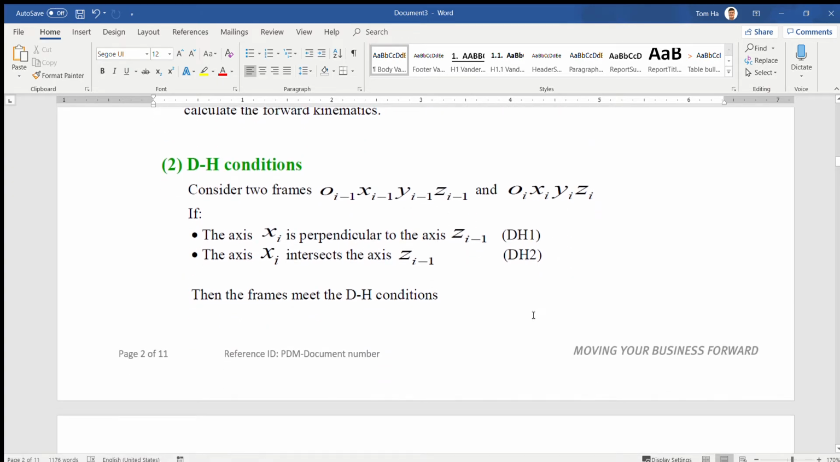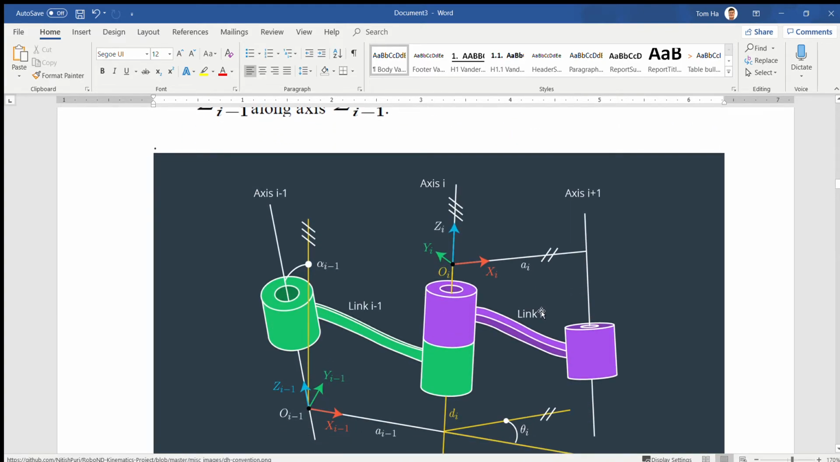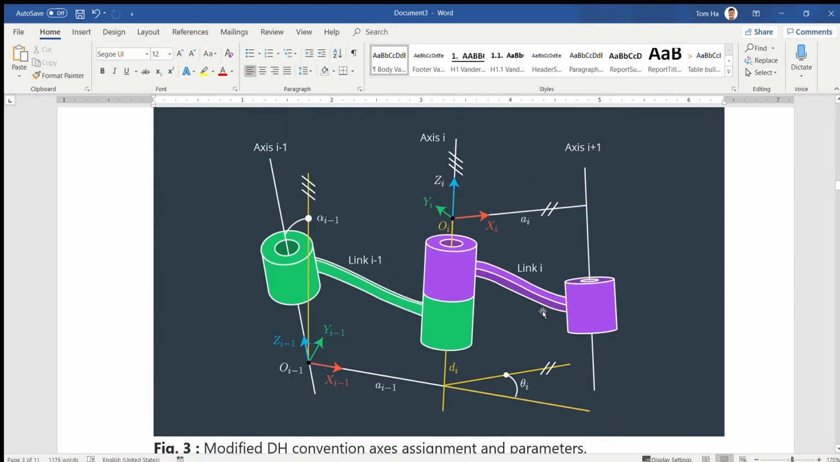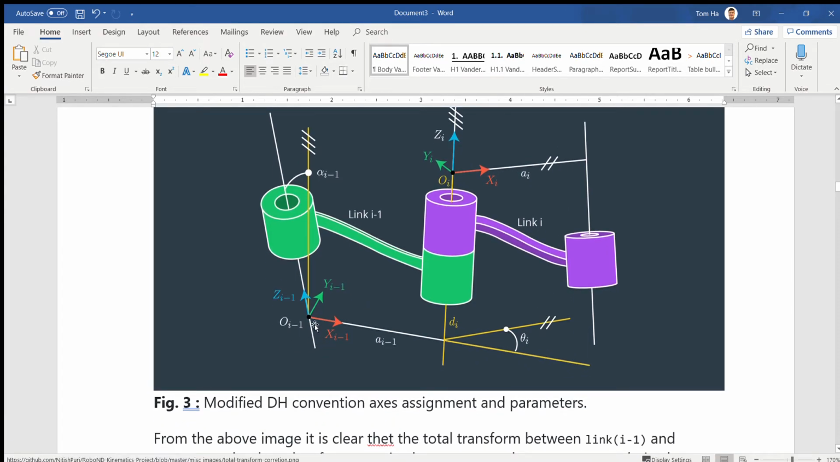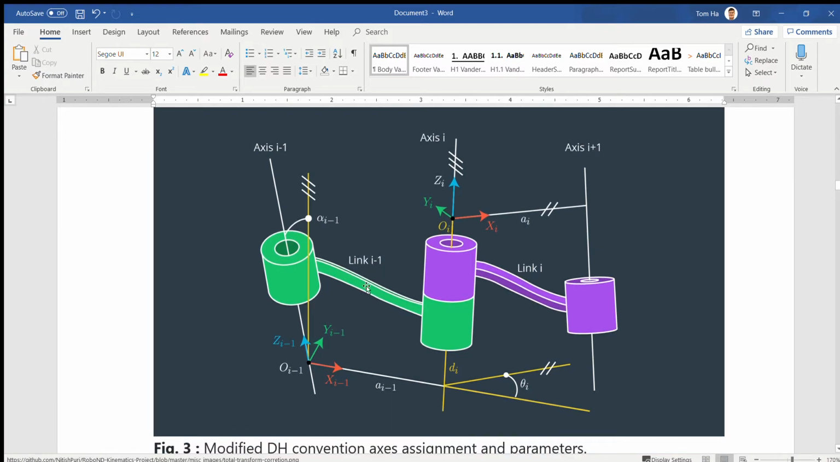And they give us the transformation matrix too. For example, right here, this means the relation between frame i minus 1 and frame i, the two frames together. Look at this picture. You can see, for example, they have 2 links. We put the 2 coordinate frames as i minus 1 and i. So what's the relation between the 2 frames, and how do we move from this frame to this frame?